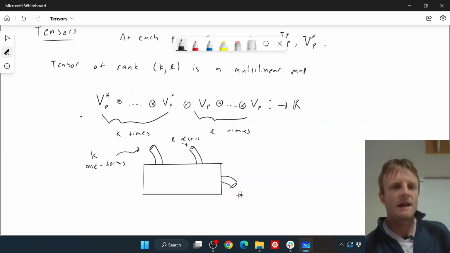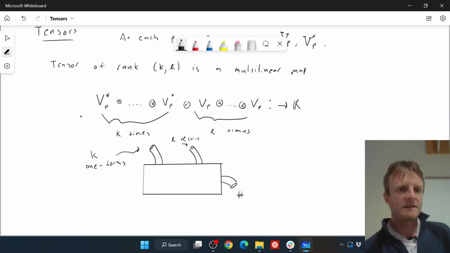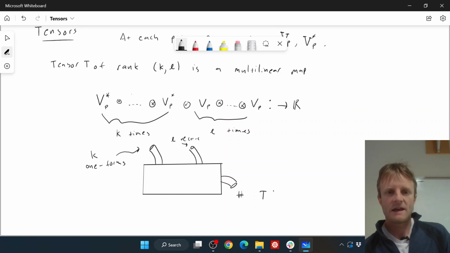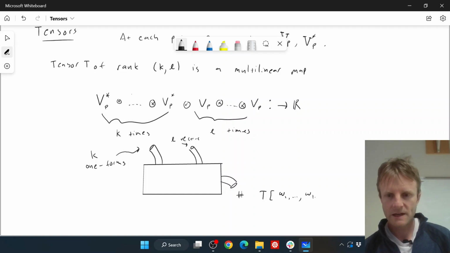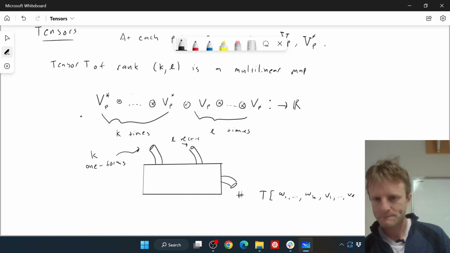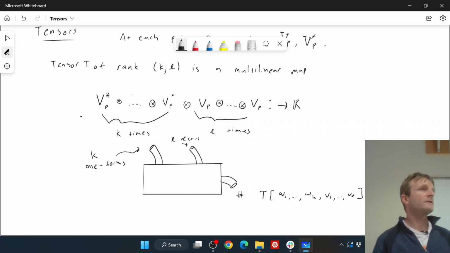Okay? And so we call that number, so if the tensor is t, then this number is t acting on all those vectors. So v1 through, oops, that should be omega. So let's put the omegas first. Omega 1 through omega k, and v1 through vl. Okay, and that's all there is to it. So now I've defined a tensor.